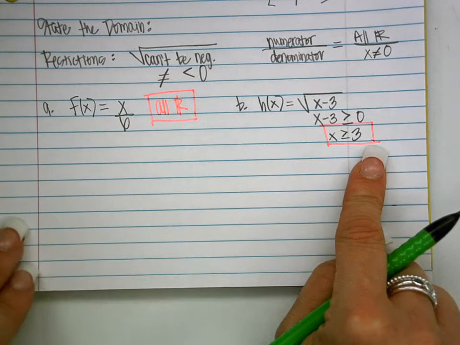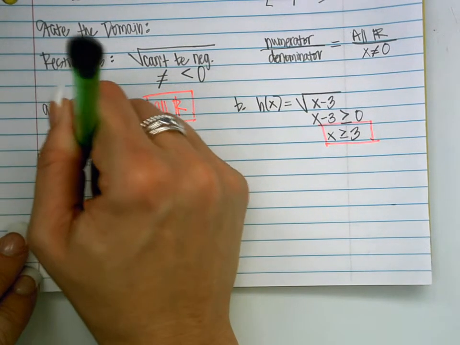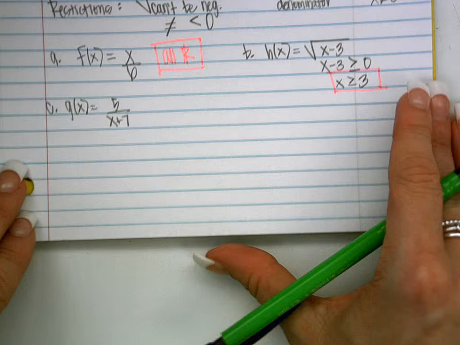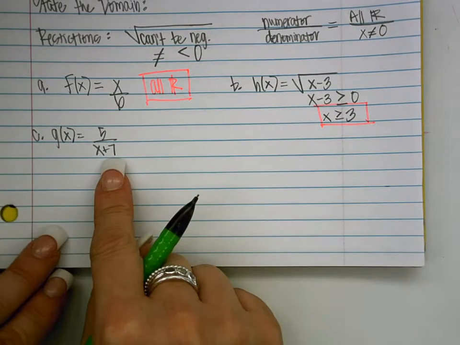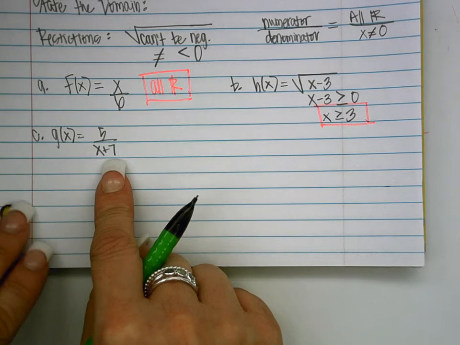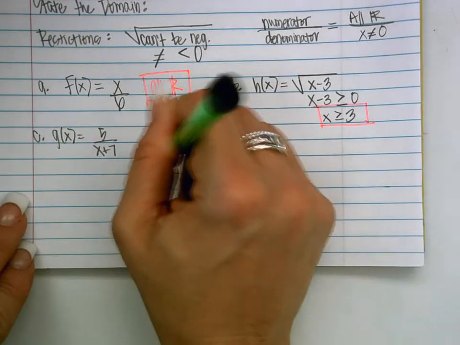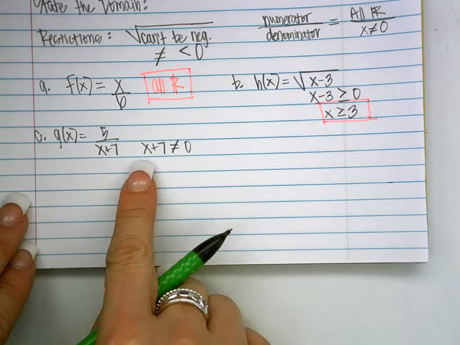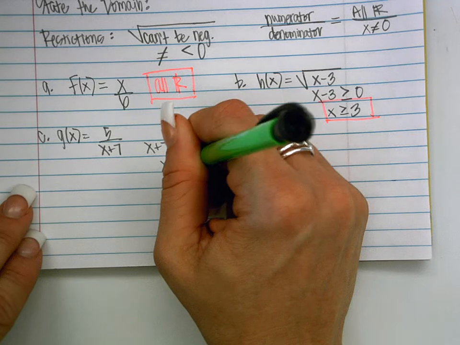Okay, and then the last one I'd like you to do for C is g of x equals 5 over x plus 7. Are there any restrictions when you have an x in the denominator? It can't be 0, right? Therefore, x plus 7 cannot equal 0. So what can x not equal? Negative 7. So x cannot equal negative 7.